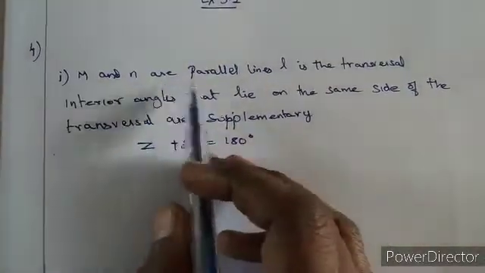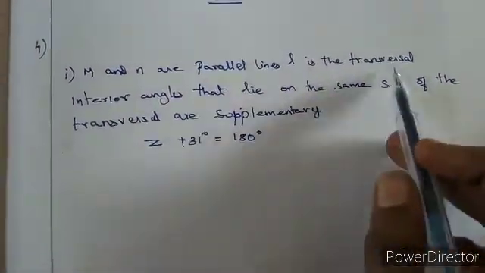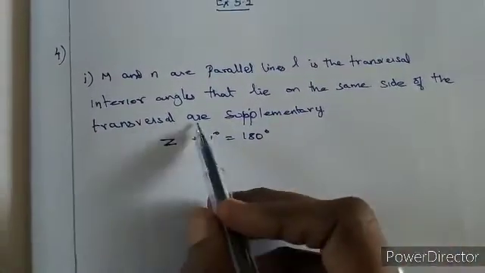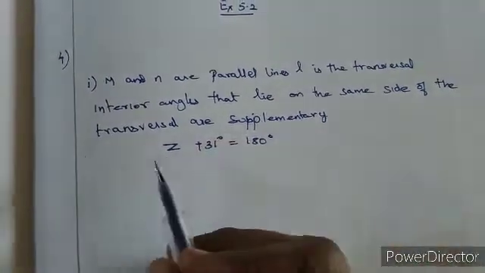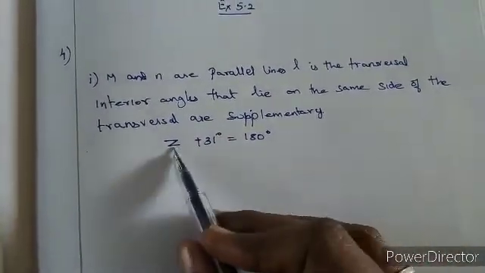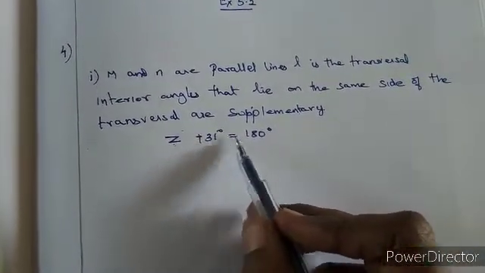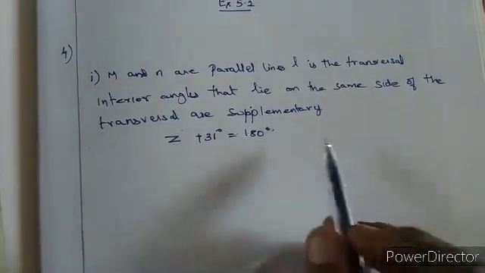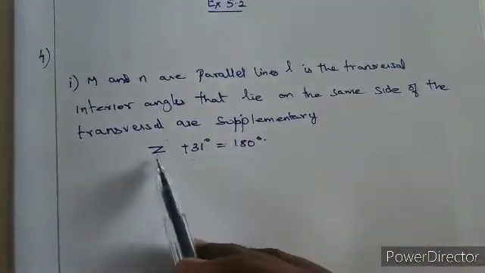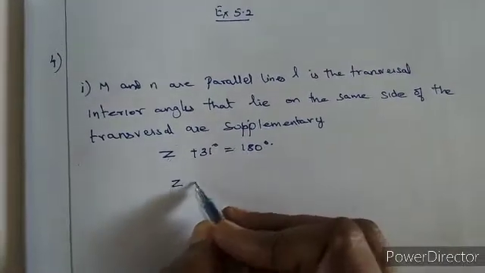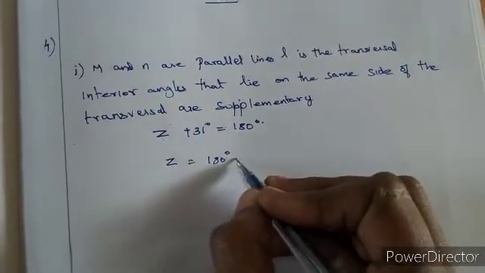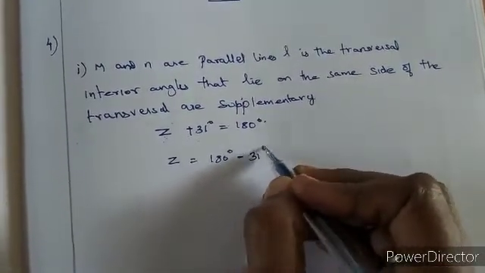M and N are parallel lines, L is the transversal. Here interior angles that lie on the same side of the transversal are supplementary. So now Z degree plus 31 degree should be equal to 180 degree. So by equating the coefficient on both the sides, you can find the value of Z. So Z equal to 180 degree, transposition of this one is minus 31 degree.